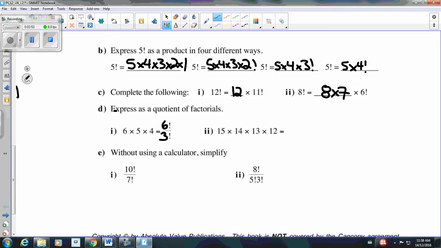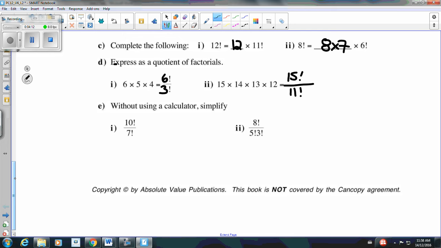Same idea here, 15 times 14 times 13 times 12. So 15 is my highest number, so that must mean I started with 15 factorial, but I've crossed out 11 times 10 times 9 all the way down to times 1. So that means I must have crossed out 11 factorial.